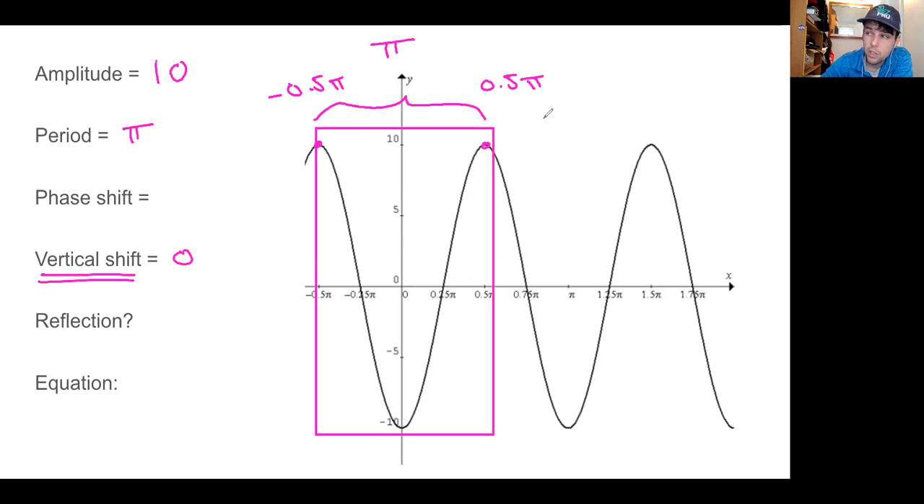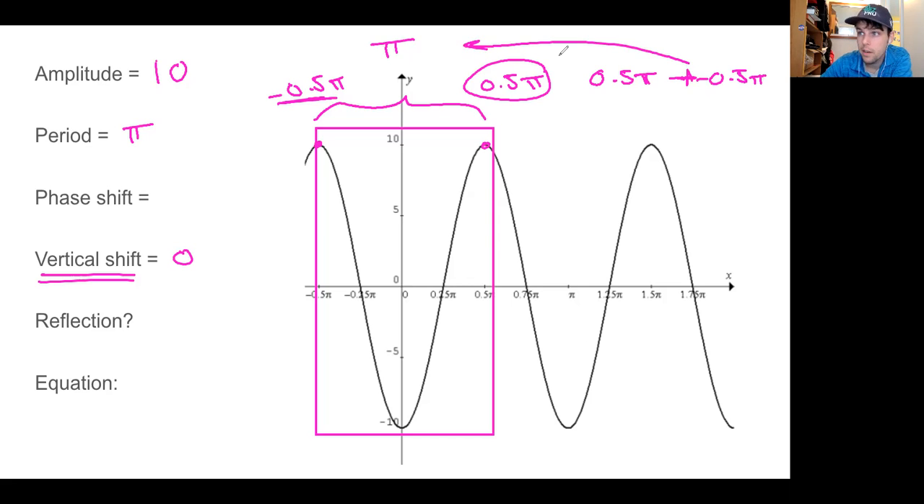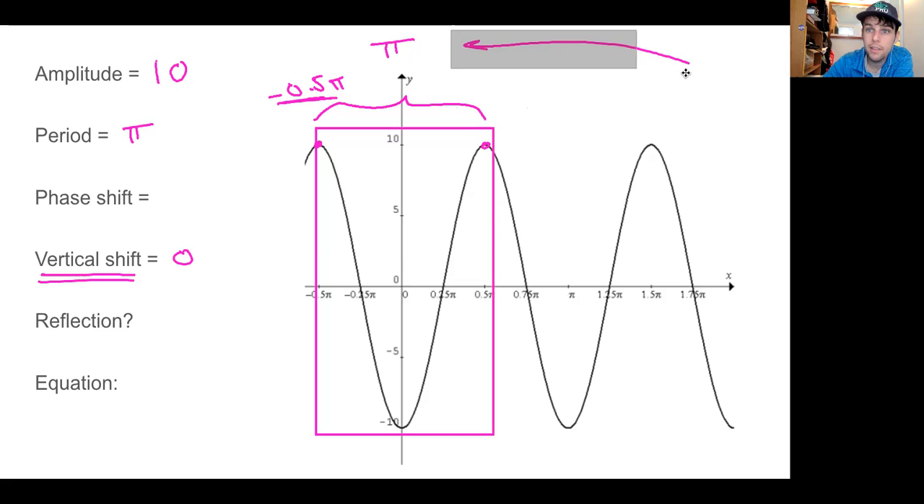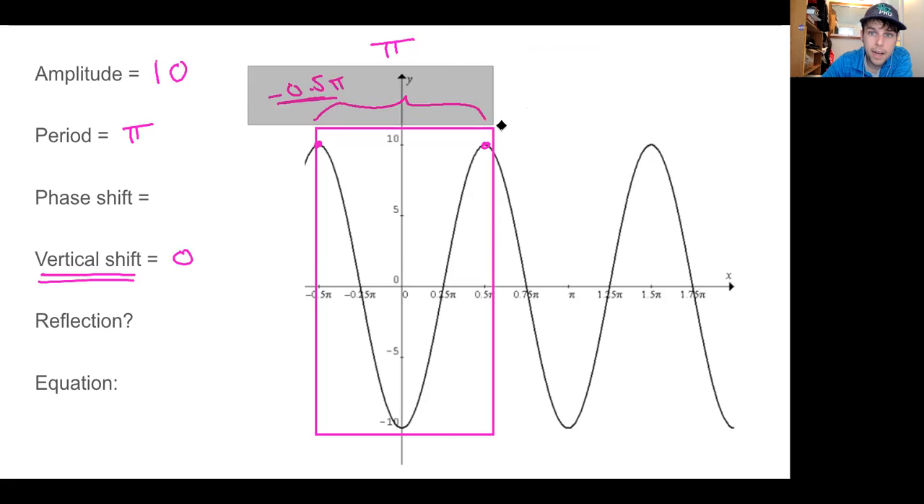If you weren't sure, you could take the ending point minus the beginning point. So 0.5 pi minus negative 0.5 pi, which, subtracting a negative, ends up adding, and then we get our period, right? However you come up with that, if the graph is good enough, you should just be able to count it out and see what your period is. Anyway, that is our period. It is pi.